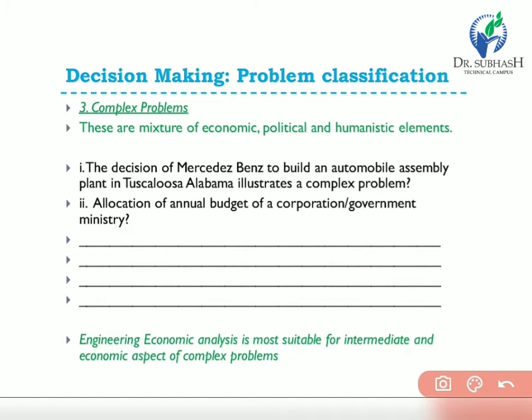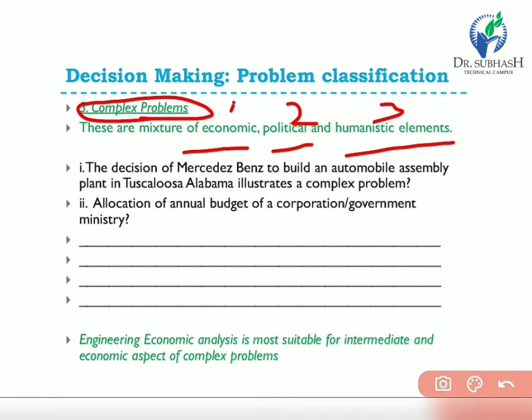Now the third one is complex problems. Which problems are known as complex? Here is the definition. These problems are a mixture of economic, political and humanistic elements. The three things are important. First one is economic, second one is political, and third one is humanistic elements. It is known as a complex problem.